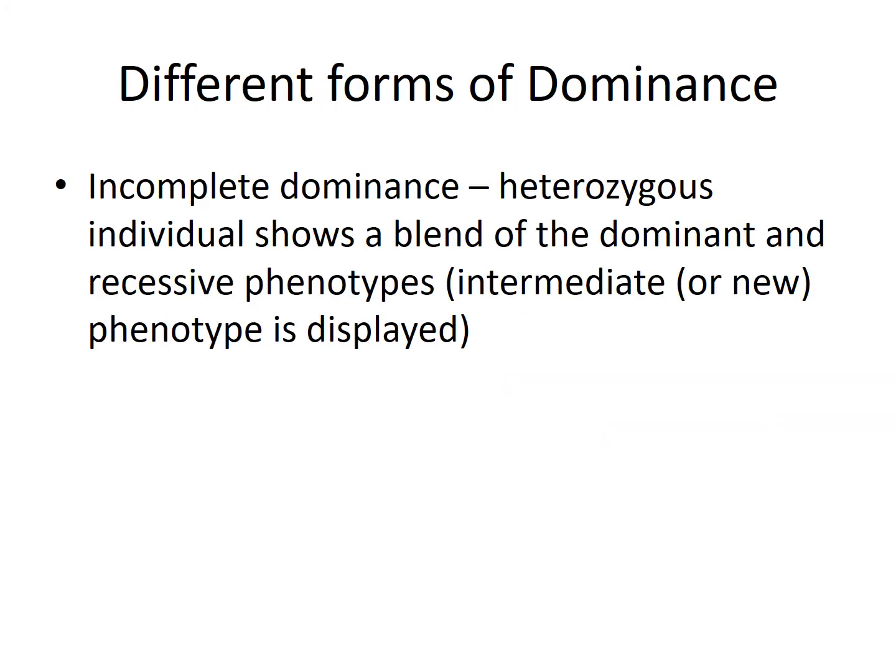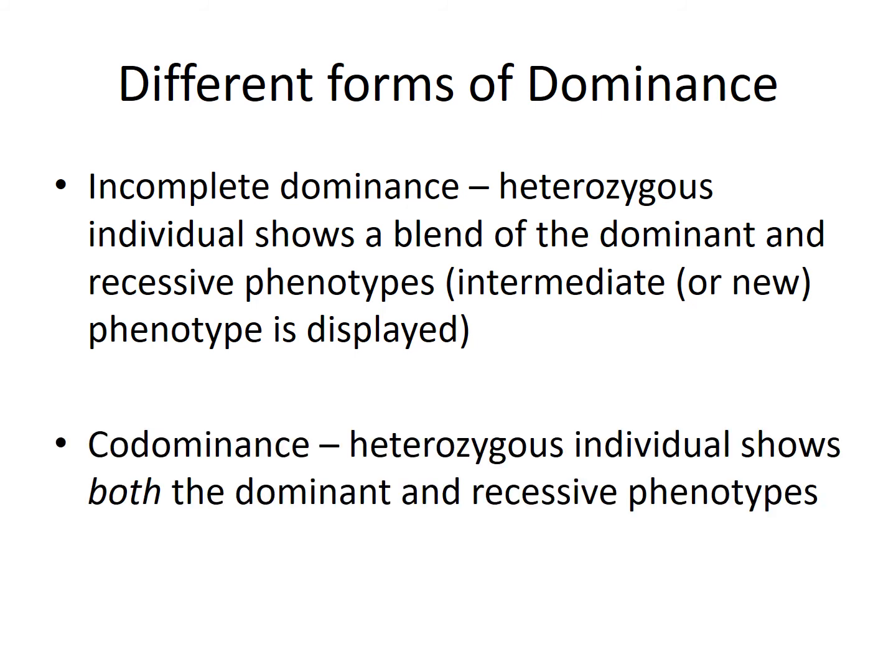Other different forms of dominance that we see that cause issues with Mendel's work is incomplete dominance. With incomplete dominance, a heterozygous individual is going to show a blend of phenotypes between a dominant parent and a recessive parent. So a heterozygous individual is going to show a brand new phenotype, or an intermediate phenotype, that's different than the dominant or the recessive. I'll show you an example of that in a second.